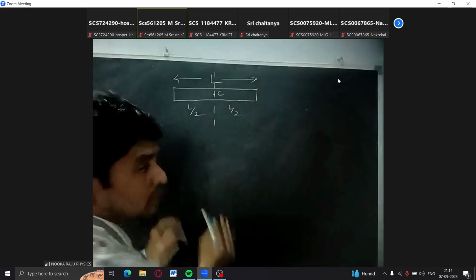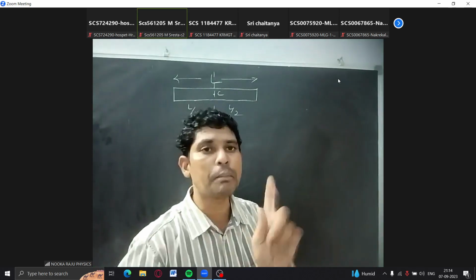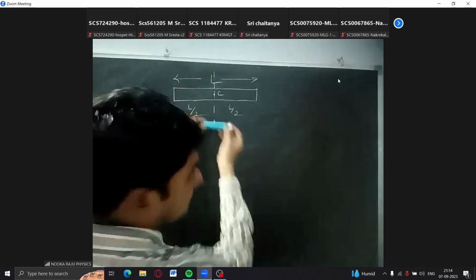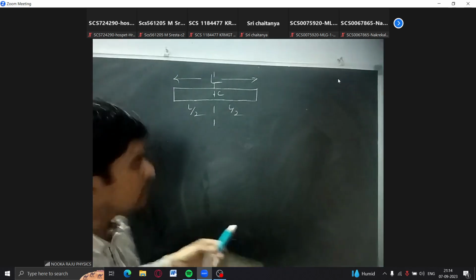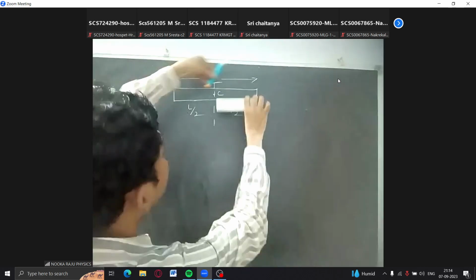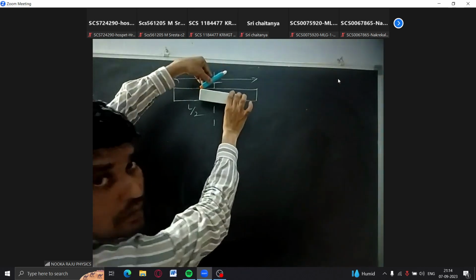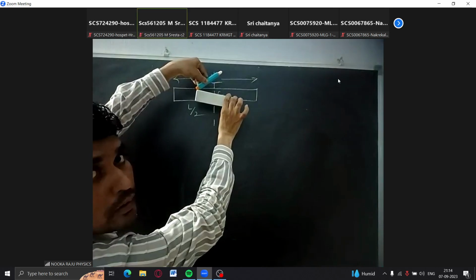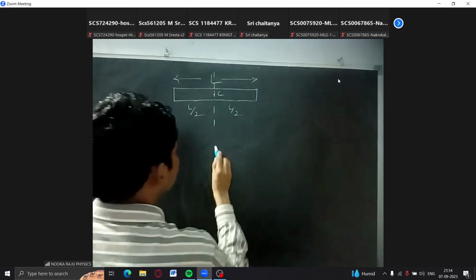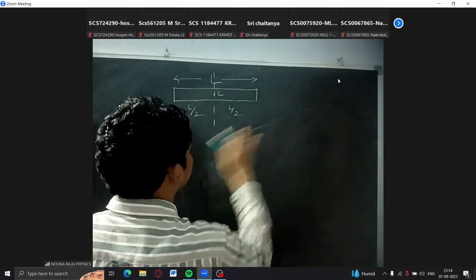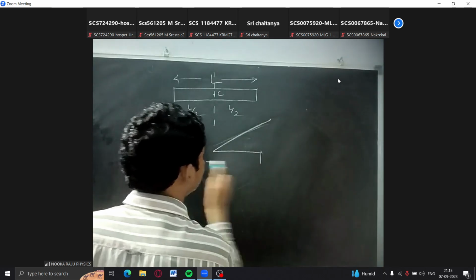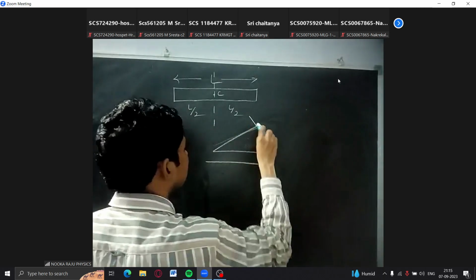But this is bent at its midpoint. So this is actually bent like this. You have to assume this is a rod bent like this, with a certain angle. Now here, this is the bending condition. This is one point, and this is one more point.